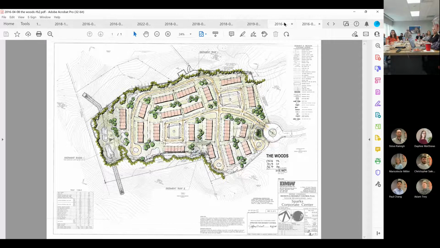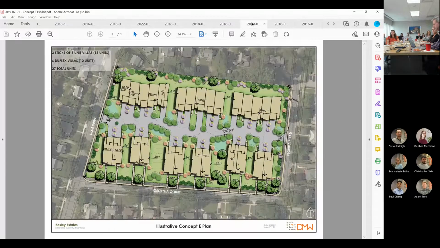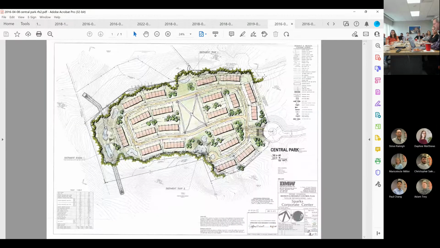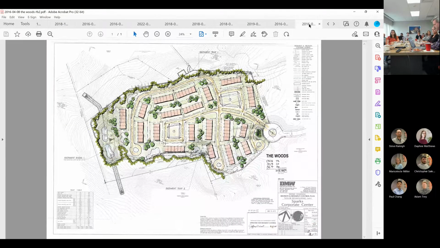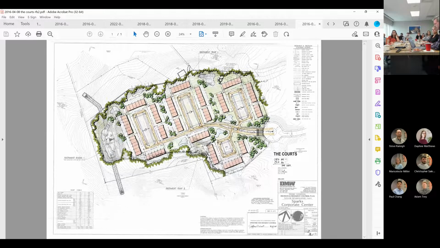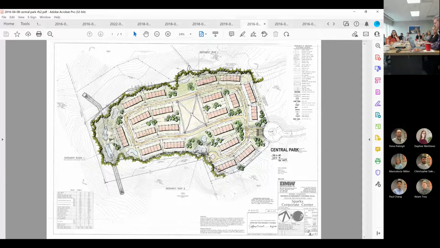Anybody want to take a guess at which plan had the most units on it based upon cost efficiency? So the first one. 116. So this layout to the west of the property really gained a lot of efficiency. So we had 116 units.